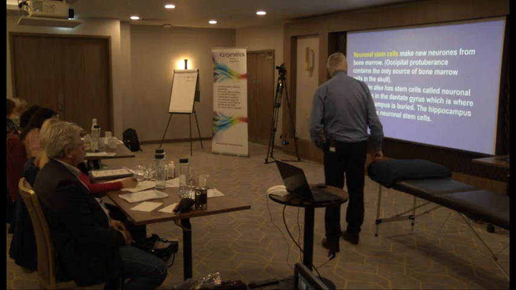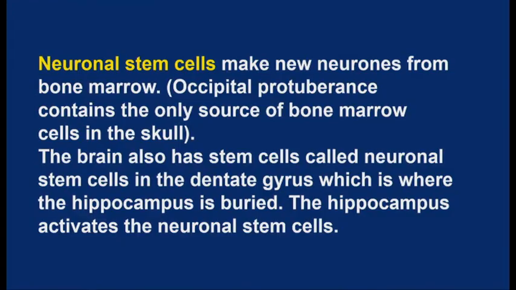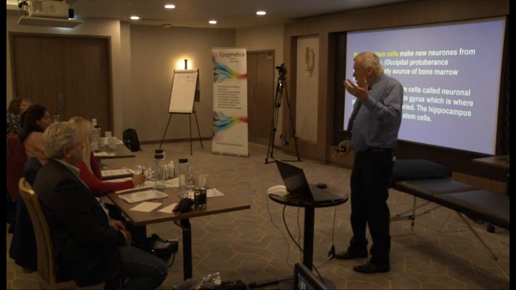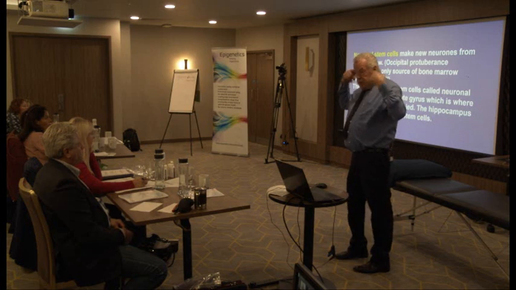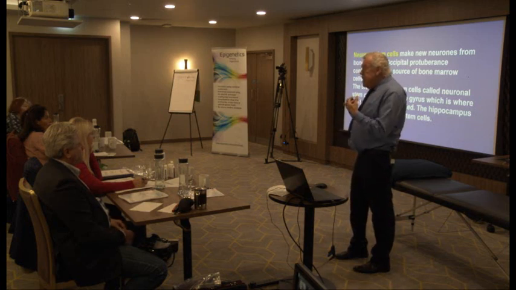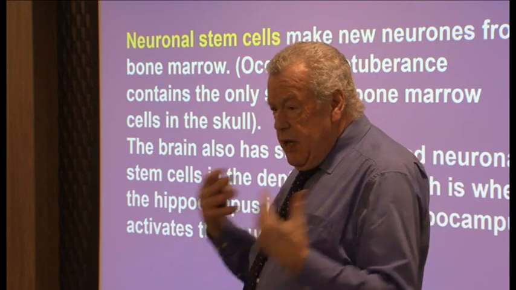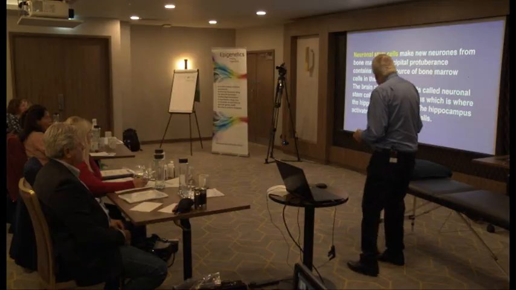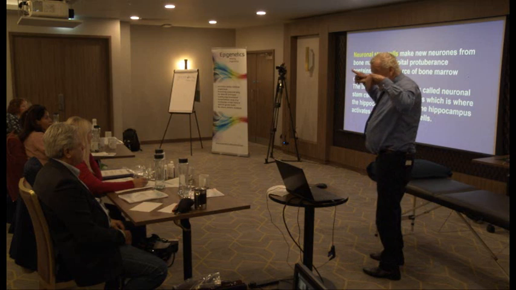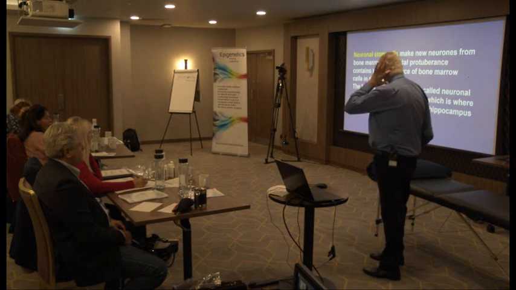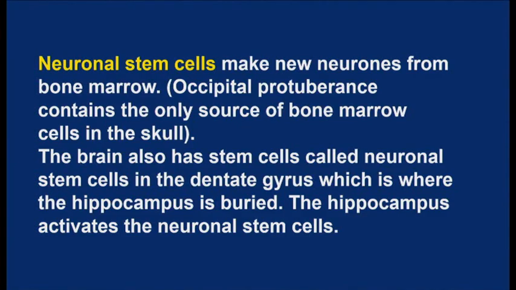So neuronal stem cells make new neurons from bone marrow. Although, as I told you yesterday, the occipital protuberance, which includes the internal and the external occipital protuberance, is the only source of bone marrow cells in the skull. So this is why it's very, very important and why they're there. Why are bone marrow cells in there? Apart from probably producing new blood cells, they can in turn go on to make any new cells, including neurons. So the main source probably of new neurons in the cranium is from the occipital protuberance.